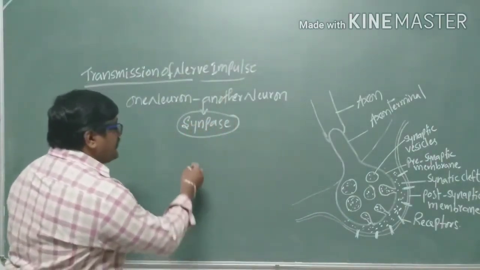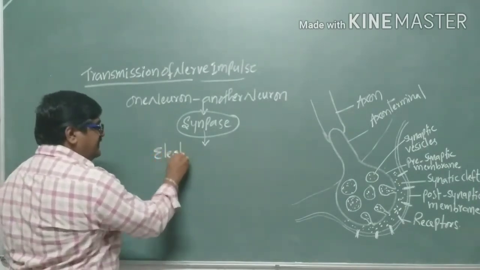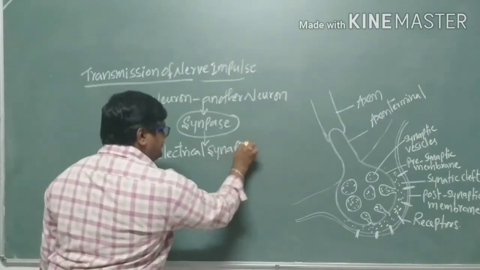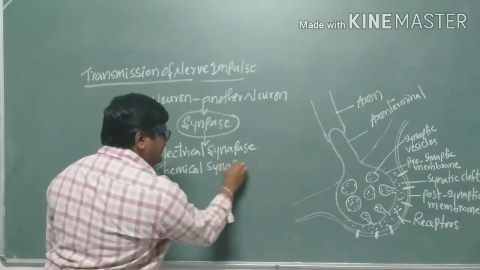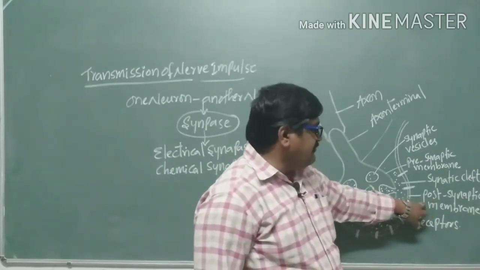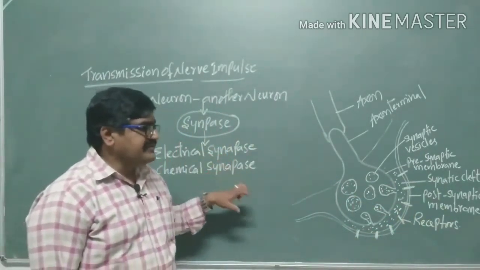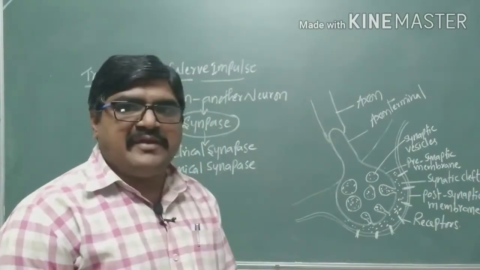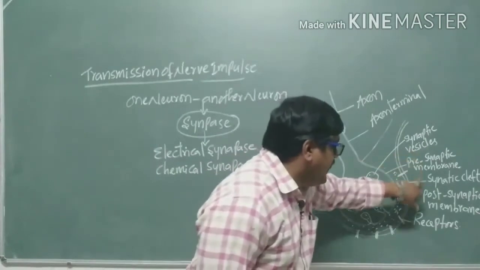There are two types of synapses. One is the electrical synapse, and the second one is the chemical synapse. In the electrical synapse, transmission takes place from the presynaptic membrane to the postsynaptic membrane, and in between there is no synaptic cleft present.